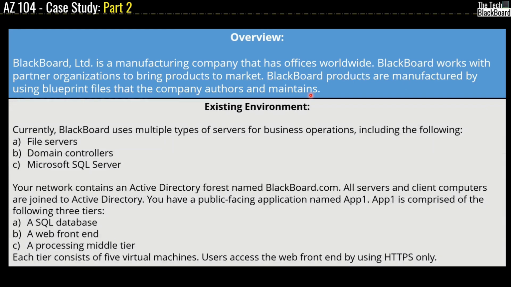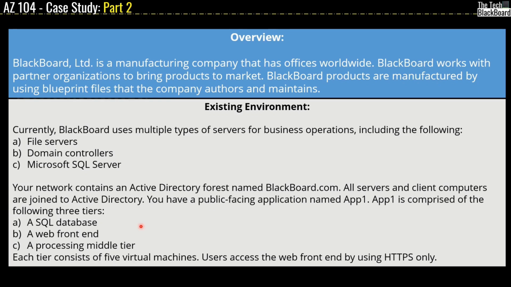The next section we have is existing environment details. So here it says that currently Blackboard uses multiple types of servers for the business operation, including the following. So here we have file servers, we also have domain controllers, and lastly we are given Microsoft SQL Server. Moving ahead, it says that your network contains an Active Directory forest named blackboard.com. All the servers and client computers are joined to Active Directory. You have a public facing application named App1.